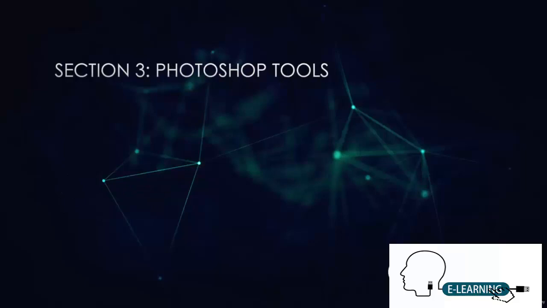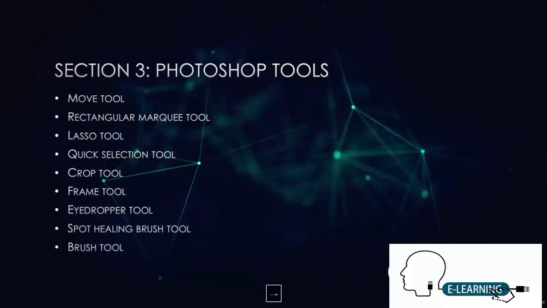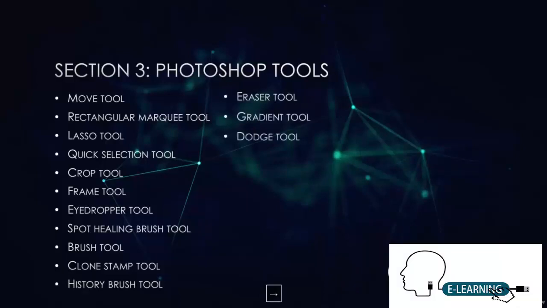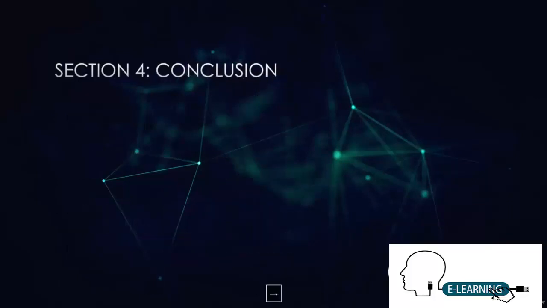In section 3 we're going to talk about Photoshop tools. So we'll cover the following: the Move tool, Rectangular Marquee tool, Lasso, Quick Selection tool, Crop, Frame tool, Eyedropper, Spot Healing Brush, Brush tool, Clone Stamp, History Brush, Eraser, Gradient tool, Dodge tool, Pen, Horizontal Type, Path Selection, Rectangle, Hand tool, Zoom tool. In section 4 we'll conclude the course with a conclusion and talk about what's next.